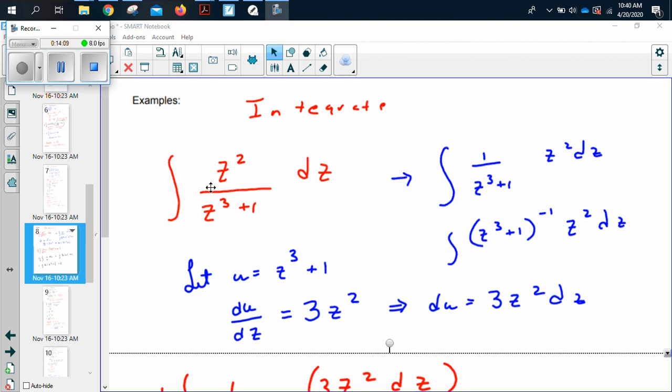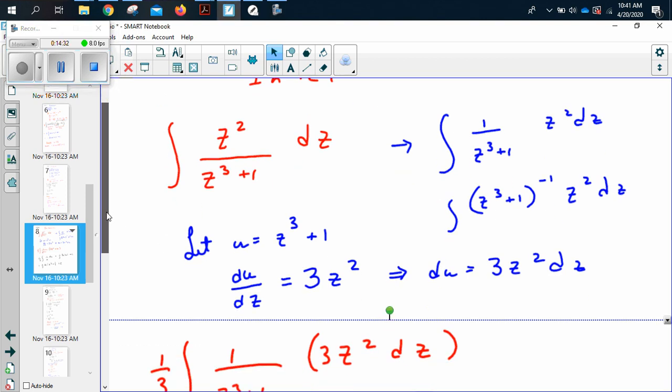So I look at this and I see, hey, if I let u be z cubed plus 1, the derivative of that's going to be 2z squared. Now I do need to let u be z cubed plus 1 and not just z cubed. So I'm going to let u be z cubed plus 1, and I just rewrote it over here, but then the derivative of that would be 3z squared, and cross multiplying du would be 3z squared dz.